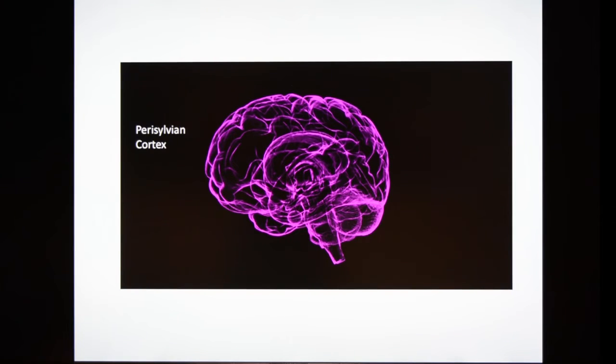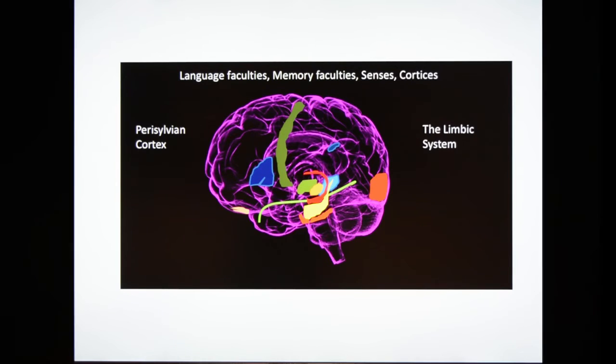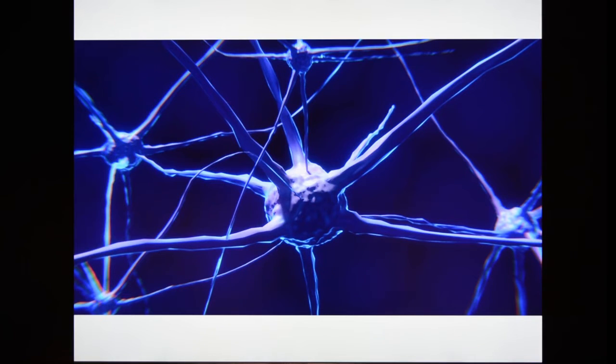We can see how active the brain is when processing language. Language faculties, memory faculties, the senses and cortices are all connected, exchanging information. In addition to networks, we have to look at synapses. Learning another language means acquiring many new words.